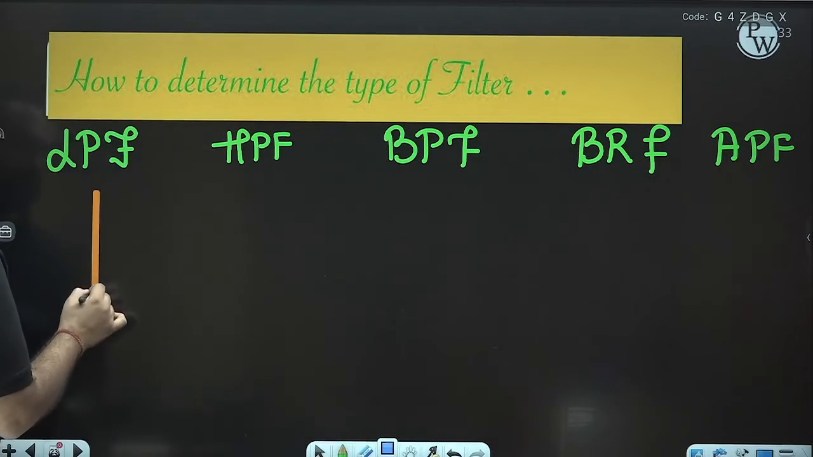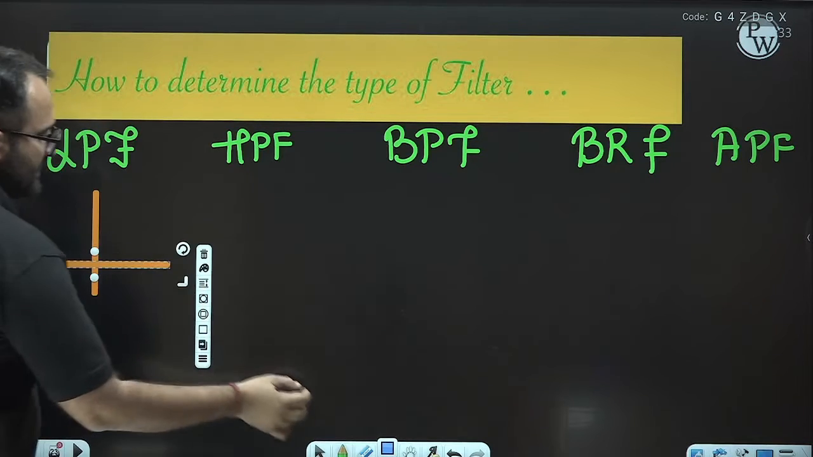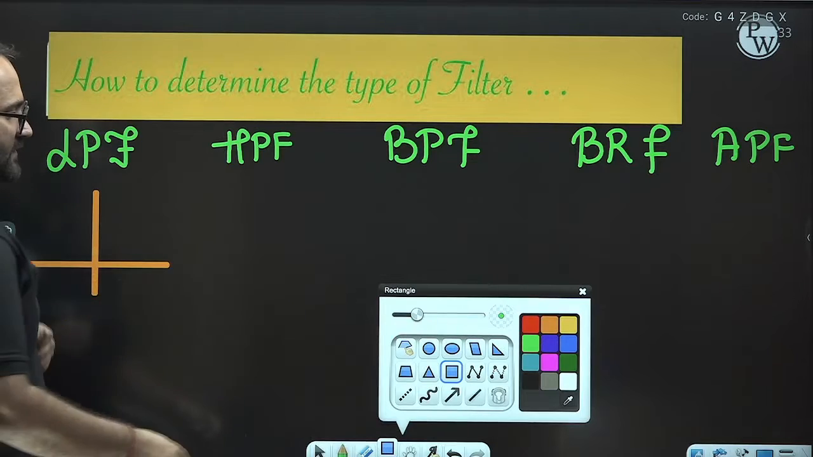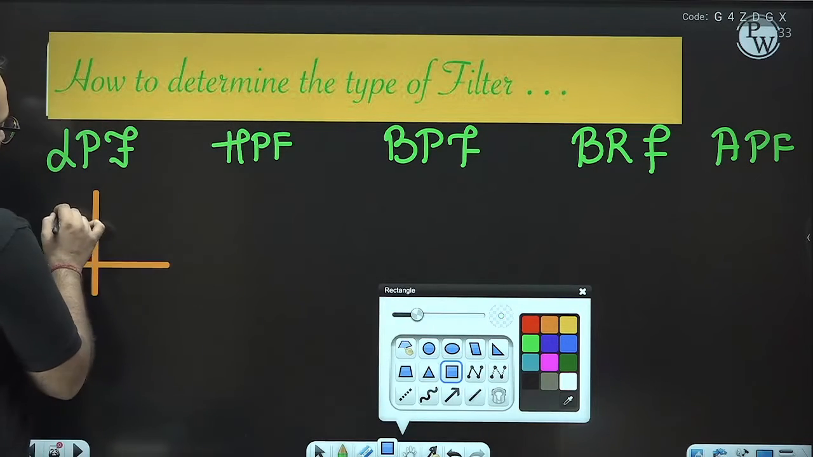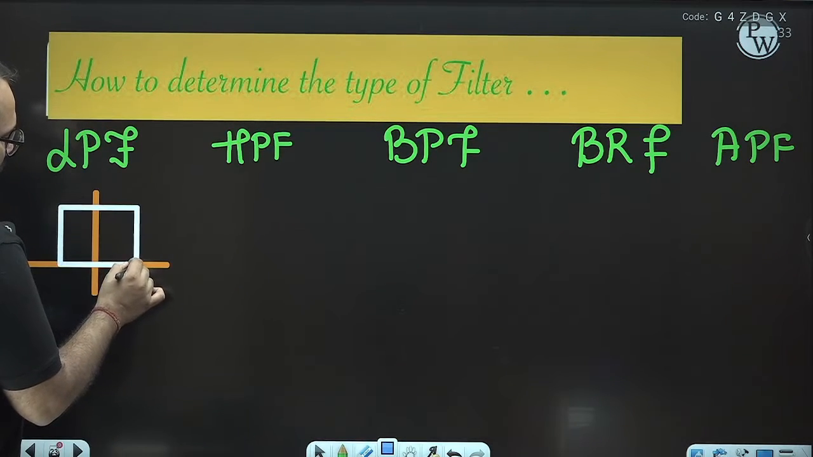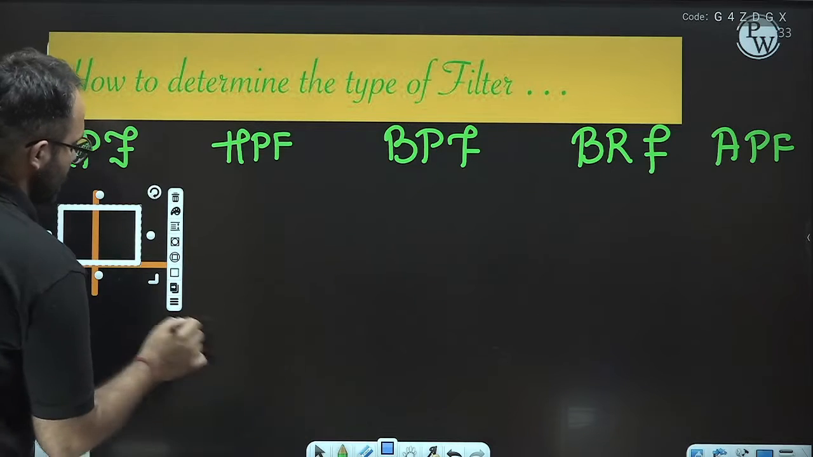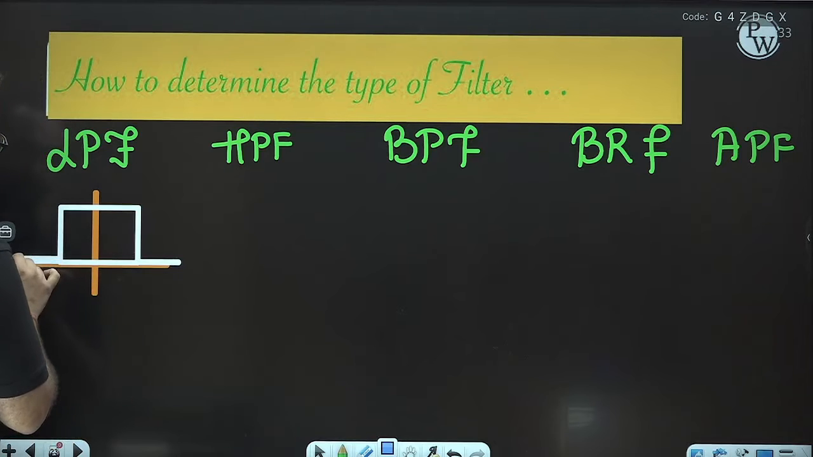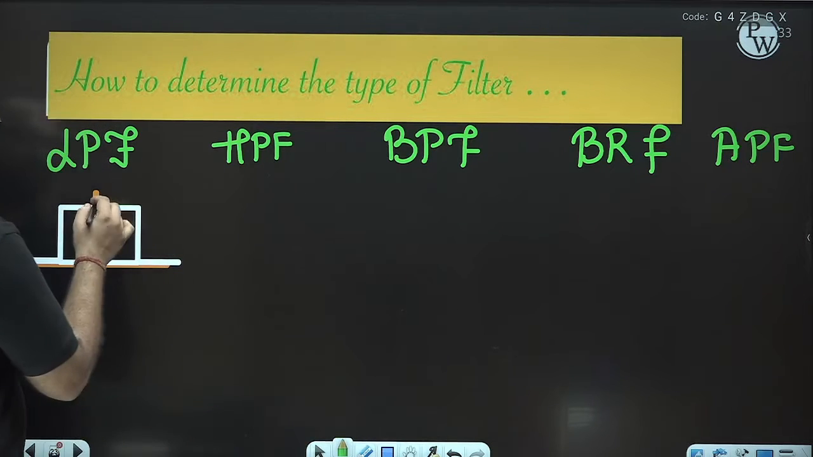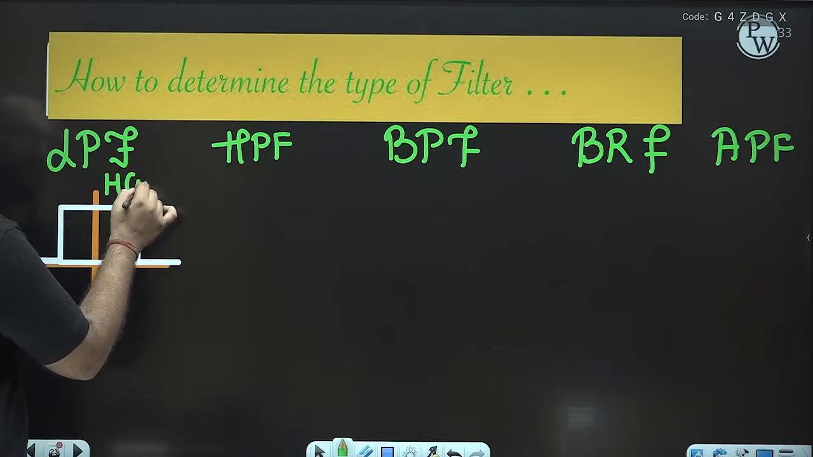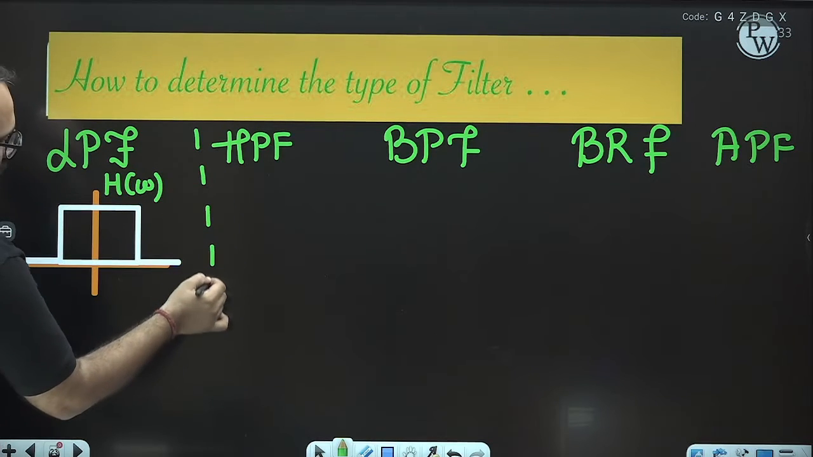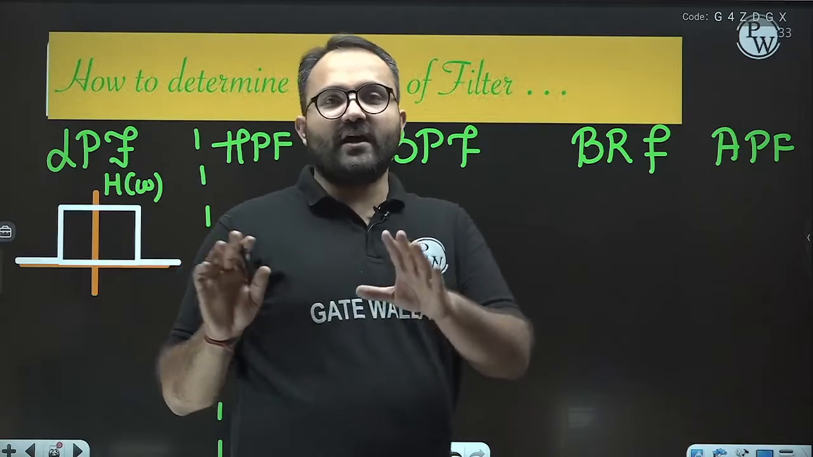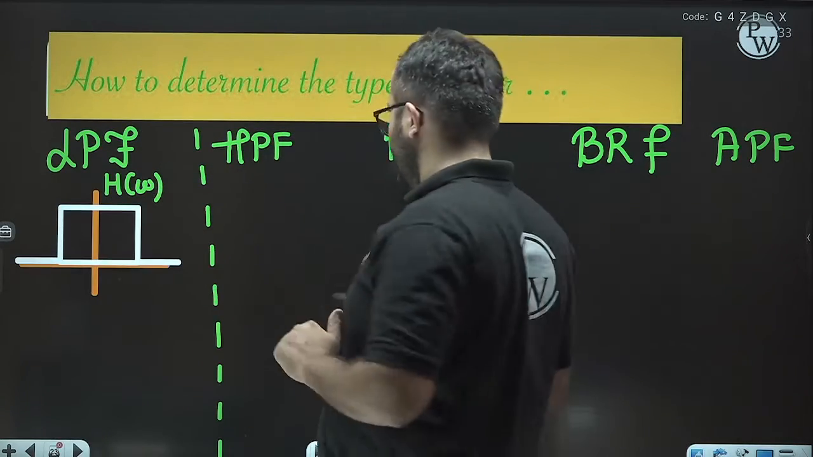So if we have a low pass filter, the characteristic of the filter, or H omega, the transfer function of this filter, is like this. It is non-zero for low frequencies and 0 for high frequencies. So this is your H omega. Remember this low pass filter.